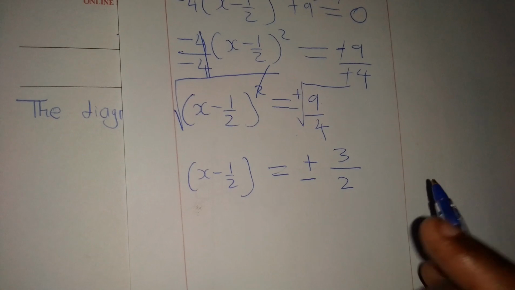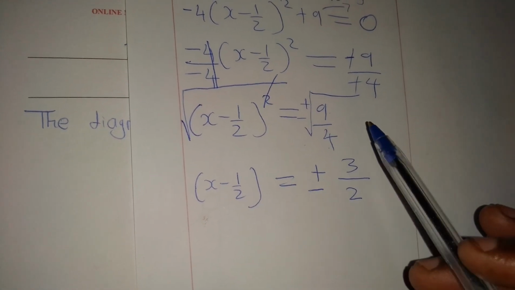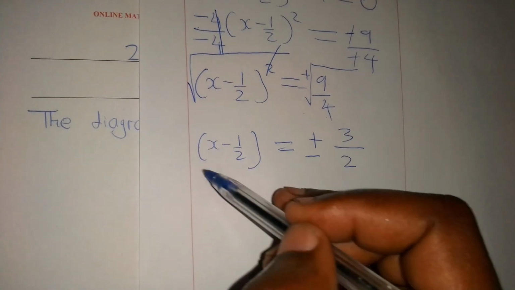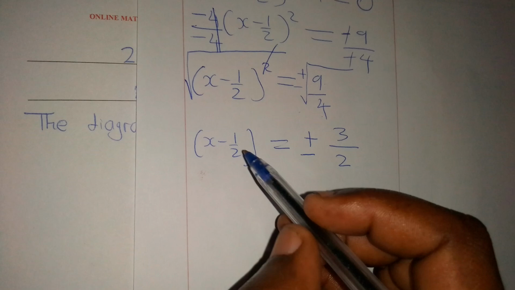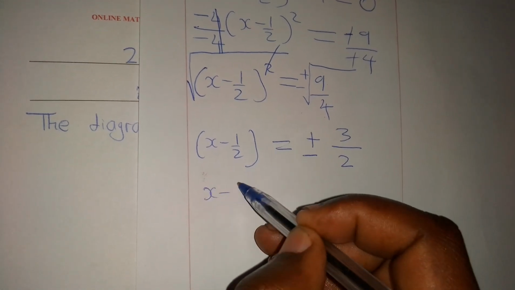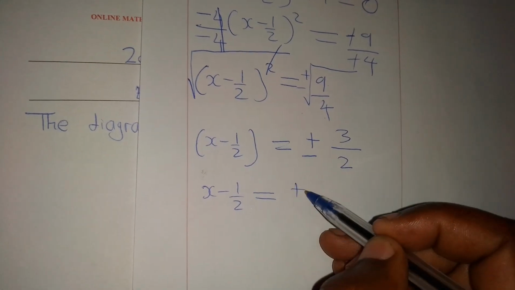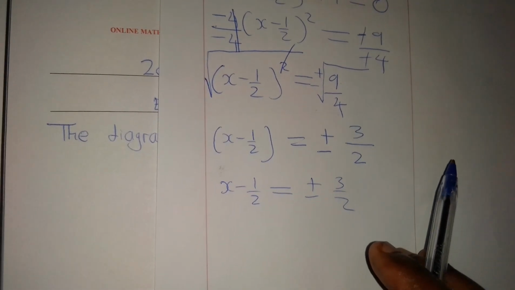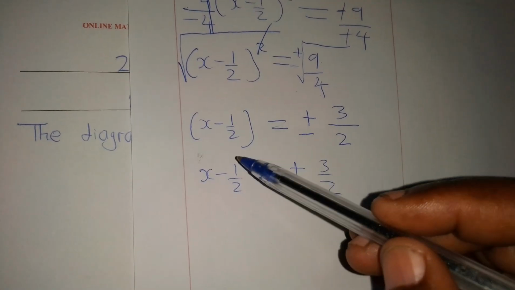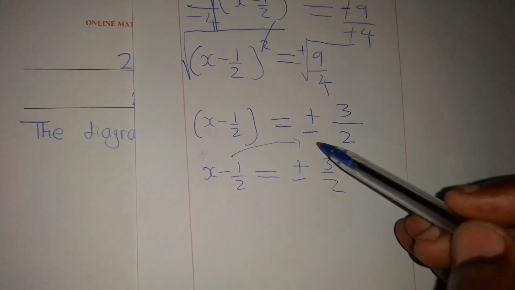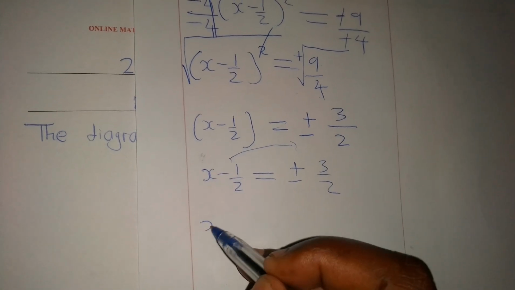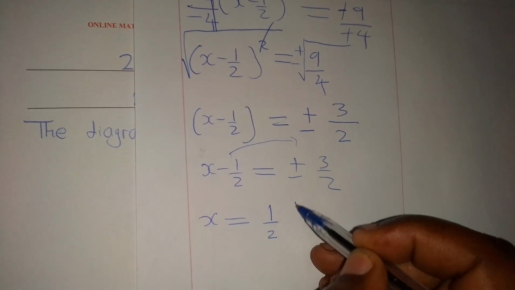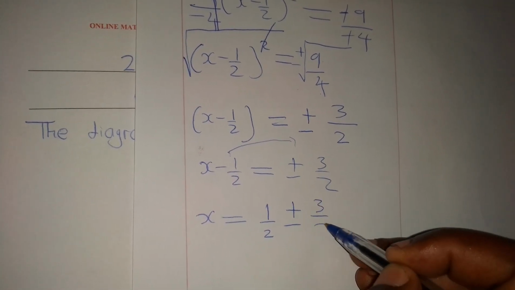Now, from this point, I will remove the brackets. I will just say I have x - 1/2 equals positive and minus 3/2. Actually I was supposed to remove them there. Then from here, I would take -1/2 to this side so that I can remain with x. I'll say x equals, immediately it goes this side, it becomes positive. So I have 1/2 plus or minus 3/2.